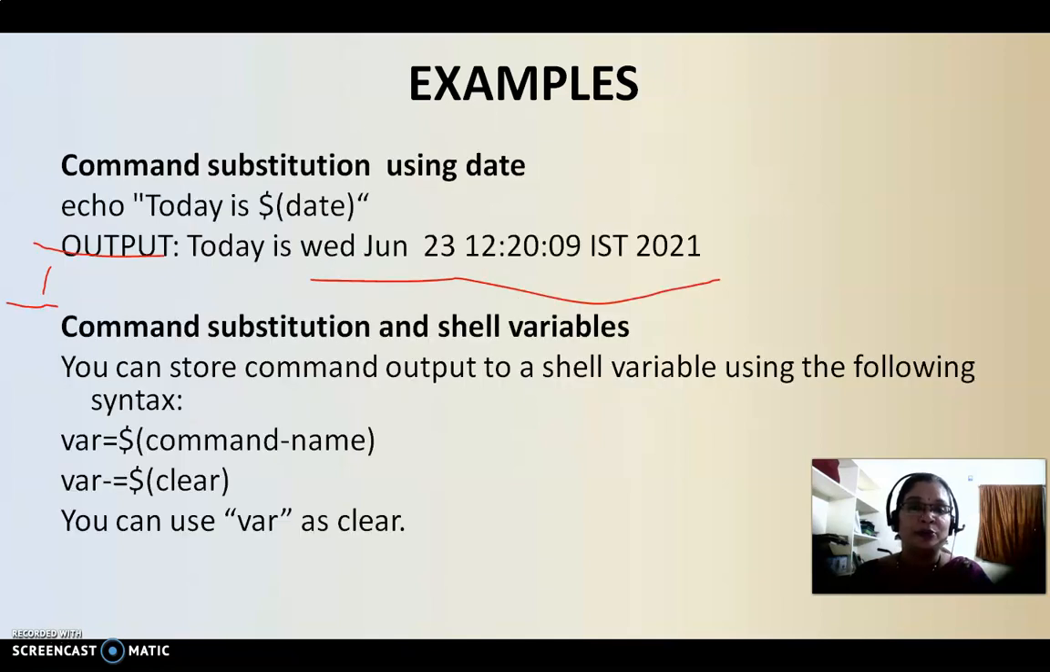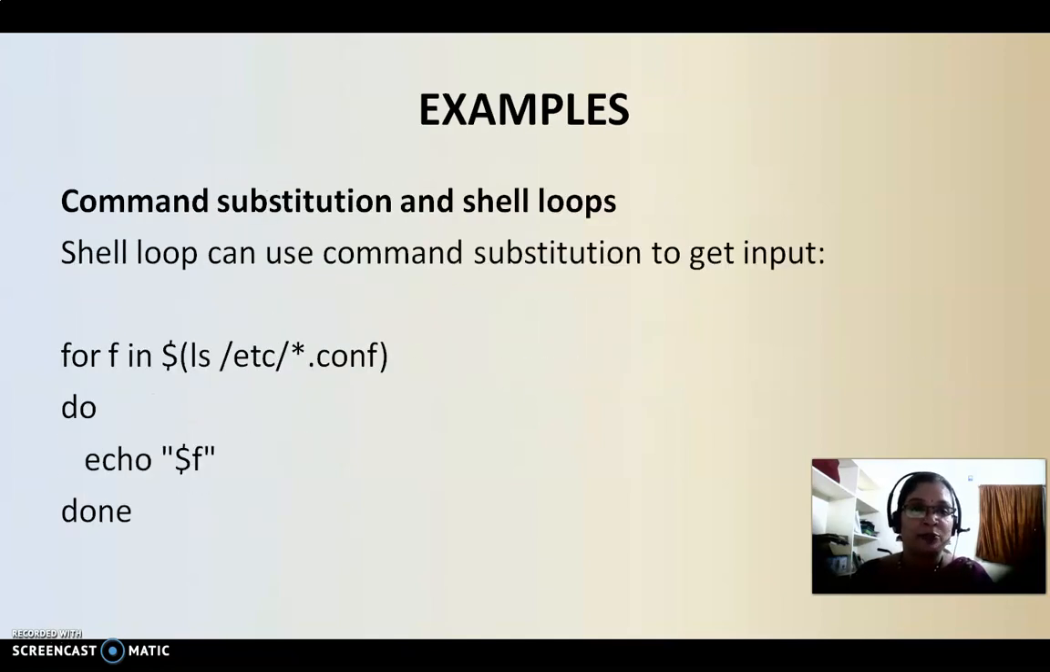You can use the substitution for multiple purposes. Okay, so now we see some more examples of substitution in shell loops. In shell loops also, you can use command substitution: for f in $(ls /etc/conf) do $f. Then $f represents all the files that are there in this particular directory, /etc. $f means the particular file, whatever those are, all of them can be represented. This is also one of the examples of substitution.